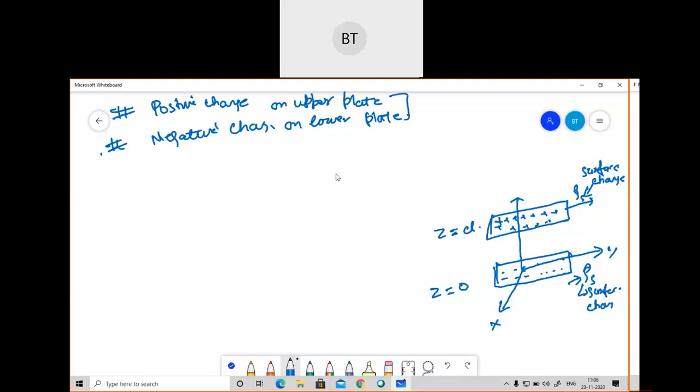The surface charge density, which I'm denoting by rho s. So rho s is my surface charge density. So what will be the capacitance here? Let me calculate the capacitance.